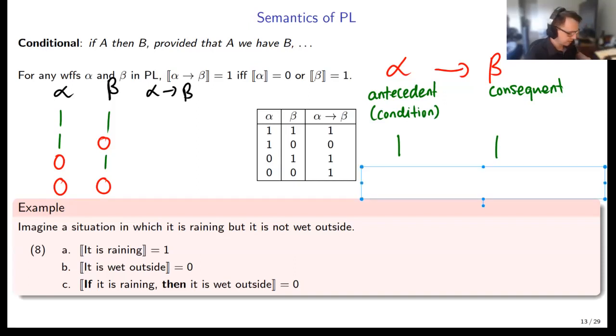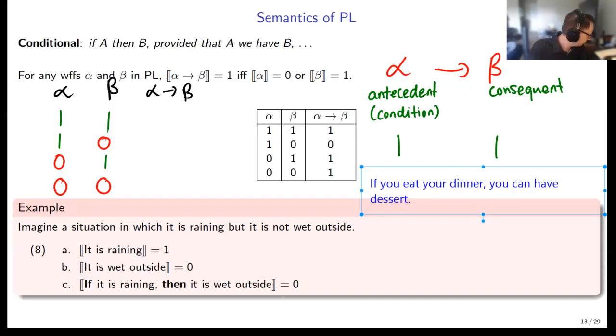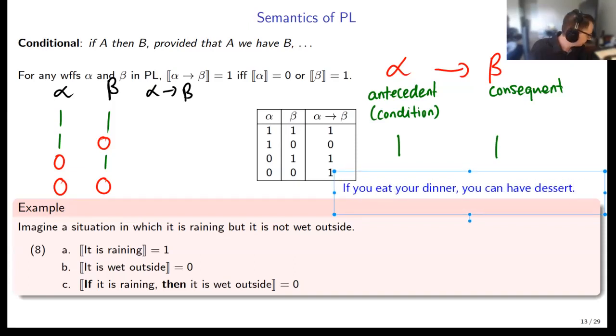So here's the example I'm going to use. If you eat your dinner, you can have dessert. Okay, so imagine you ate your dinner. That means that you can have dessert. So if alpha is true, then beta is true. So this is a true circumstance. So then alpha arrow beta is true.